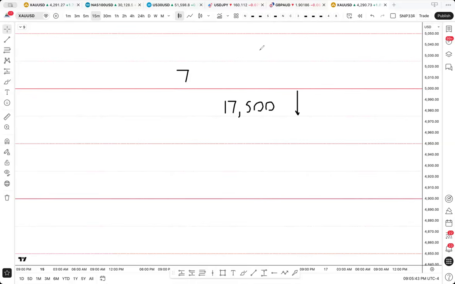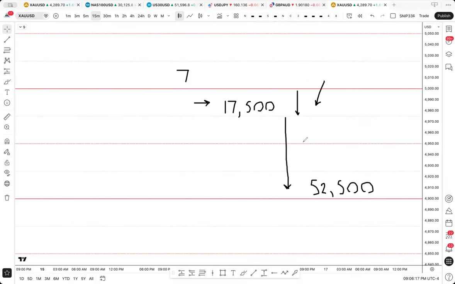Depending on the size of your account and your compound strategy, you'll have the cognitive clarity of how much you're going to risk and how much you're going to make. Now, 3R of this, so times 3, it's going to equal $52,000. It's going to equal that much. And this is one trade, by the way.